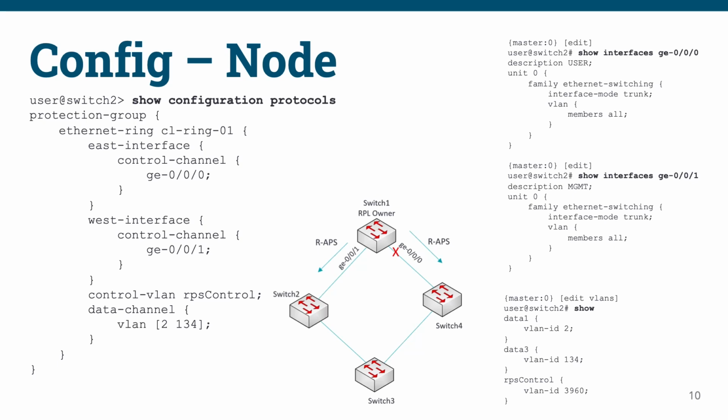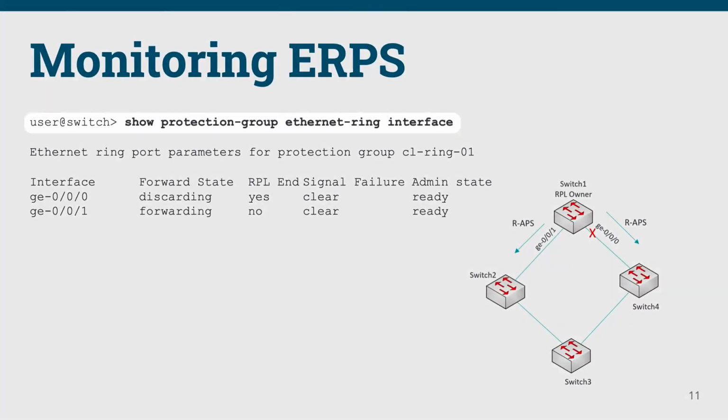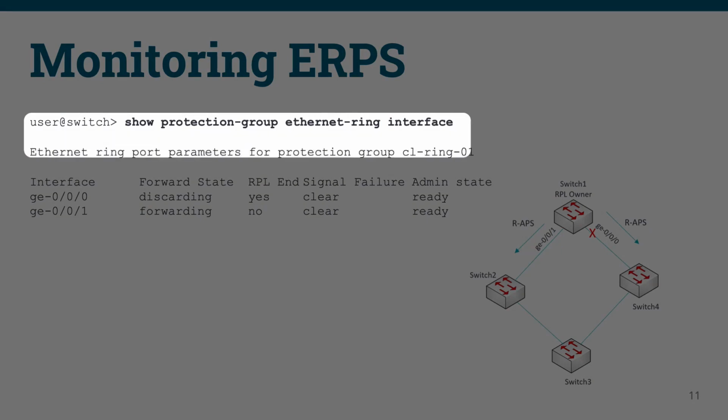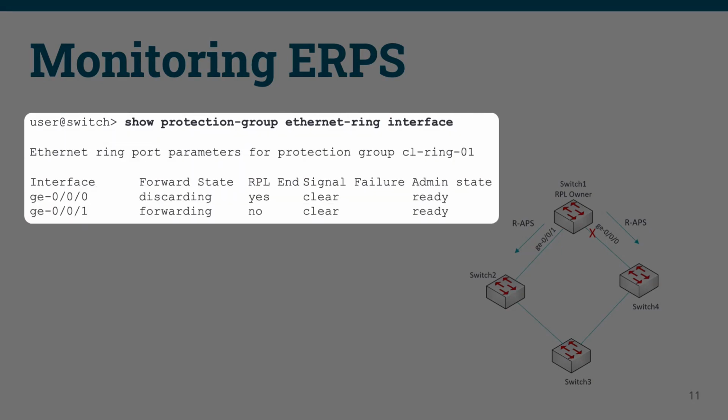this switch. It should be noted that multiple ERPS rings may be configured on a single switch, potentially creating complex ring topologies. Now, let's see what commands we use to monitor the state of ERPS. The show protection-group ethernet-ring interface command will show the status of each interface participating in ERPS.